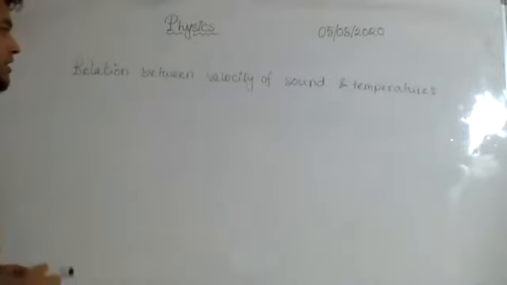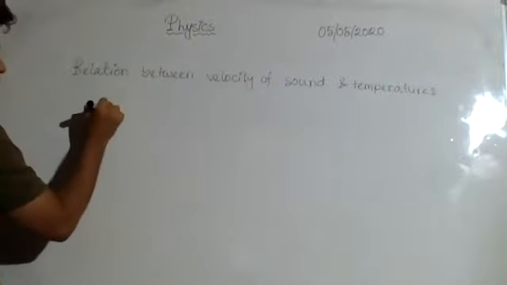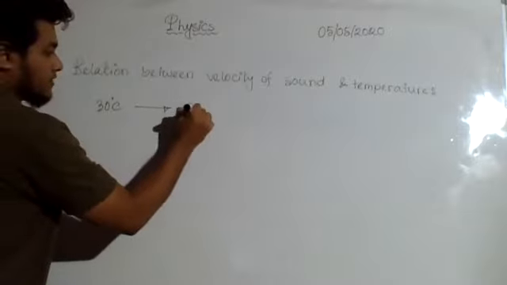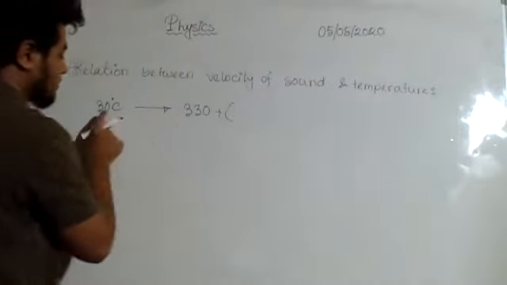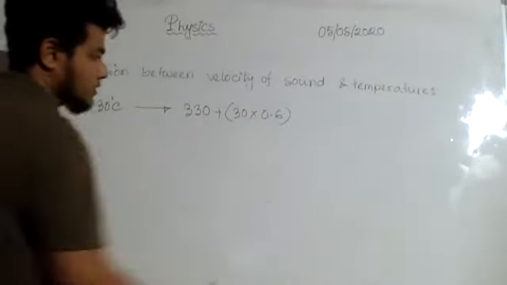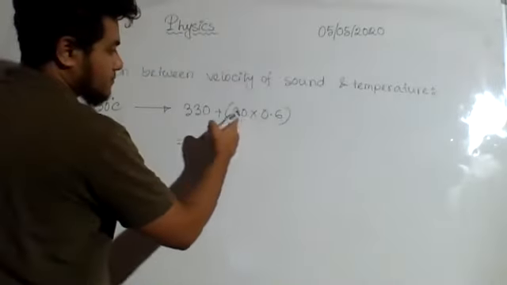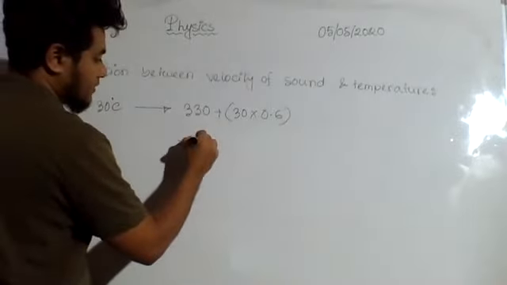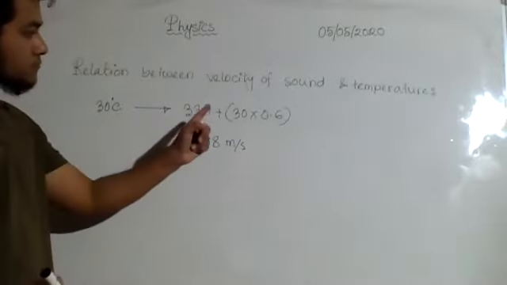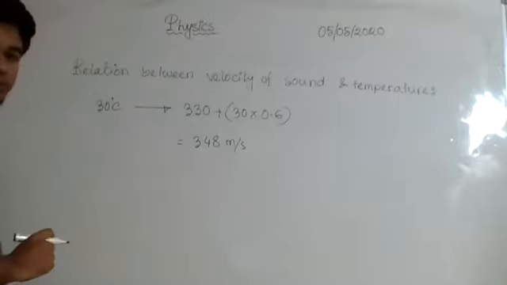Let us say you have been asked to find out the velocity of sound at 30 degrees Celsius. Okay, fine. At 30 degrees Celsius, I need to find the velocity. So how can I do that? 330 plus, this is going to be there. 30 degrees Celsius, so 30 multiplied by 0.6. Correct? So now if I do the calculation, it will be 348 most probably. Yes, it will be 348. So this is the velocity.